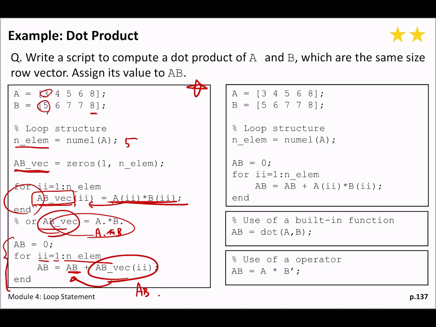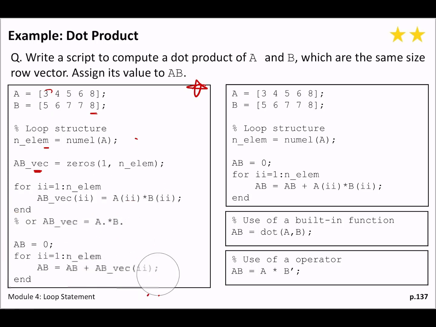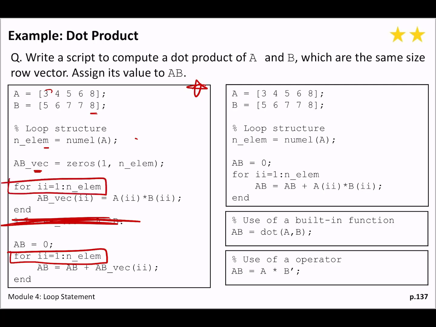Okay. What's the issue with this one? Let's forget about this one first. But in this case, we use the same loop iteration 2 times. We can merge this loop structure into one to improve the efficiency.